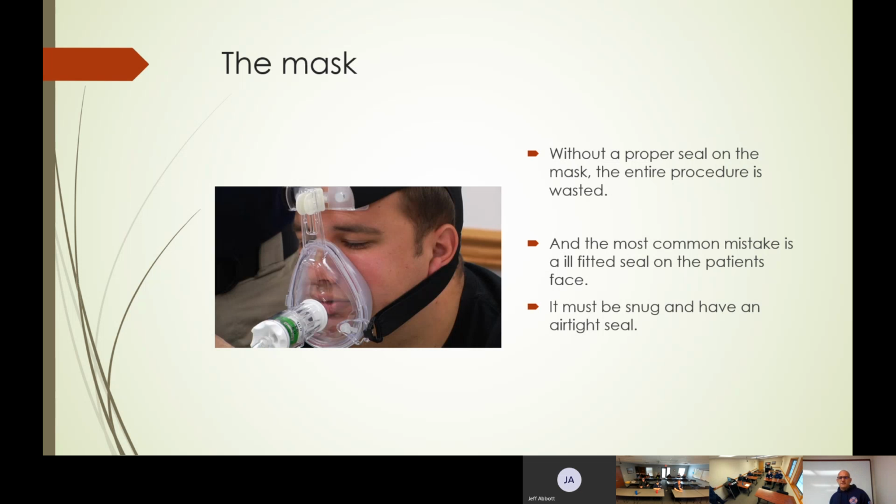Okay. The most common mistake is an ill-fitted seal on the patient's face, and it must be snug and have an airtight seal. What are some things that may cause us to have a poor seal on these masks, even to the point where we may go, it's just not going to work? I can't get a seal. Yeah, if there are people with no chins, you've got some odd shaped or sized faces, right? I mean, sometimes it just won't work. Okay, what else? Really sweaty. Yeah, they're really sweaty, they're wet, can't keep them dry. It's blowing by around there because I can't get a seal.